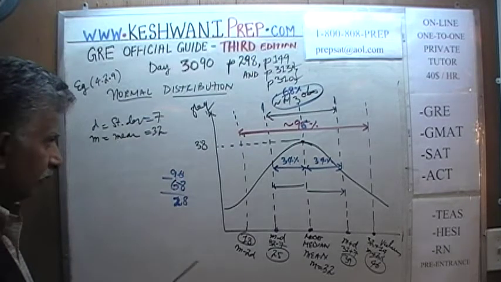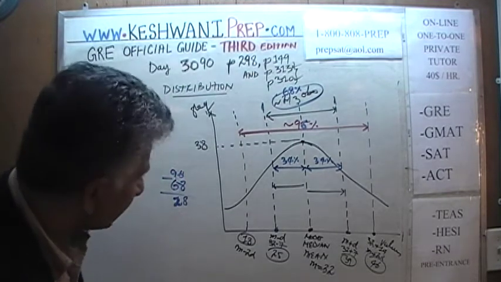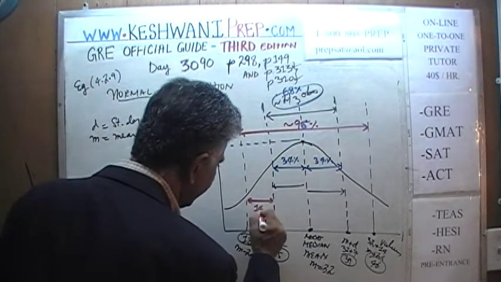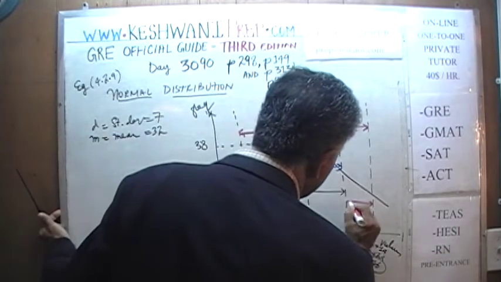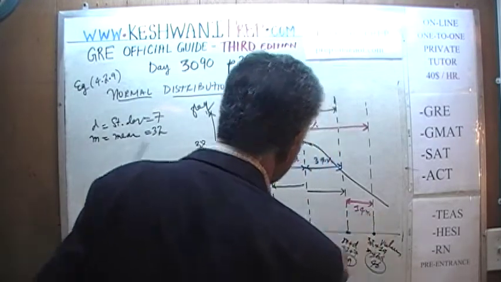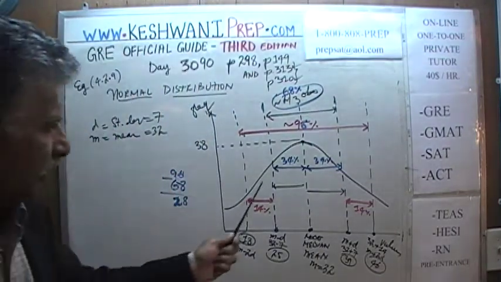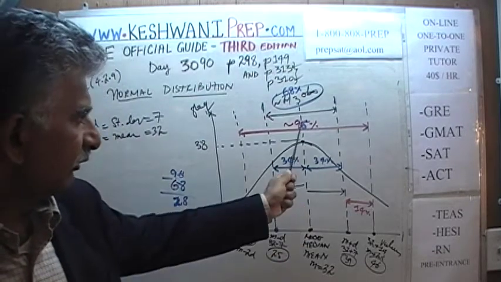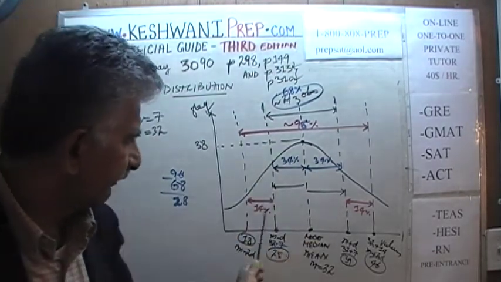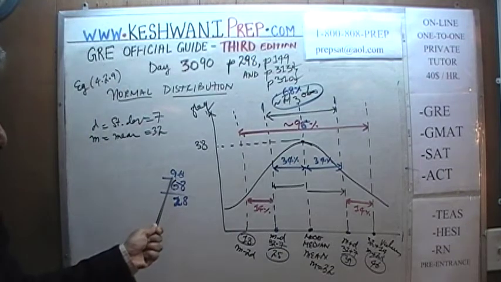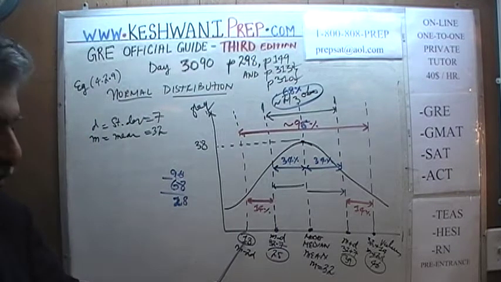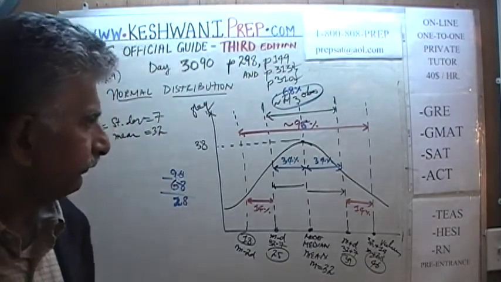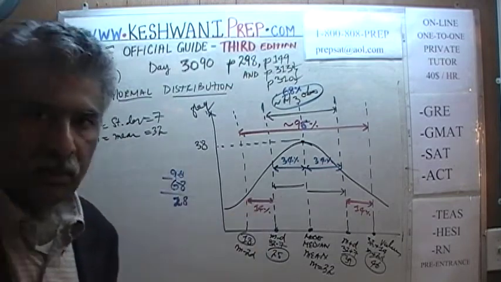Remaining 28%, which means that from here to here is 14%, and from here to here is another 14%. And one more time, if you add up all of this, 14%, 14%, 34%, 34%, 34 plus 34 is 68, and 68 plus 28 is 96%. In other words, you have captured 96% of the observations by the time you go from 18 to 46. This is based on the problem that we are about to do.